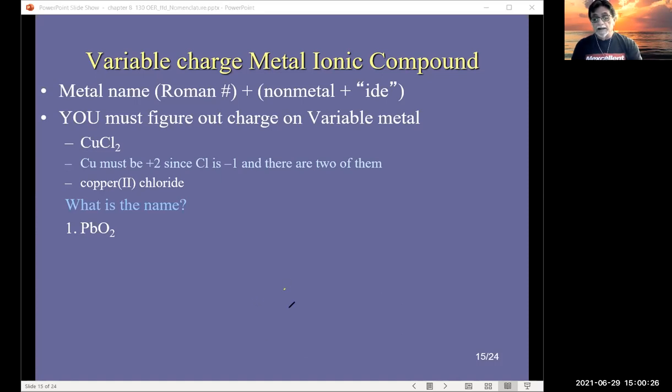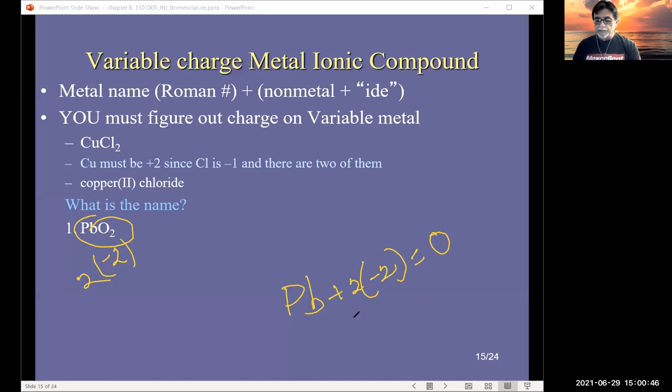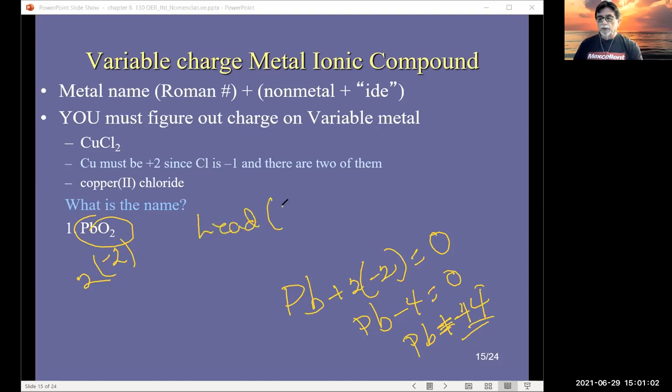We have lead, but each oxygen is a -2, right? And we got 2 of them. So I have 2 times a -2, and overall the charge is 0, so it's equal to 0. And so I have Pb minus 4 is equal to 0. So Pb is equal to +4. And so what we have here is lead, Roman numeral 4, oxide.